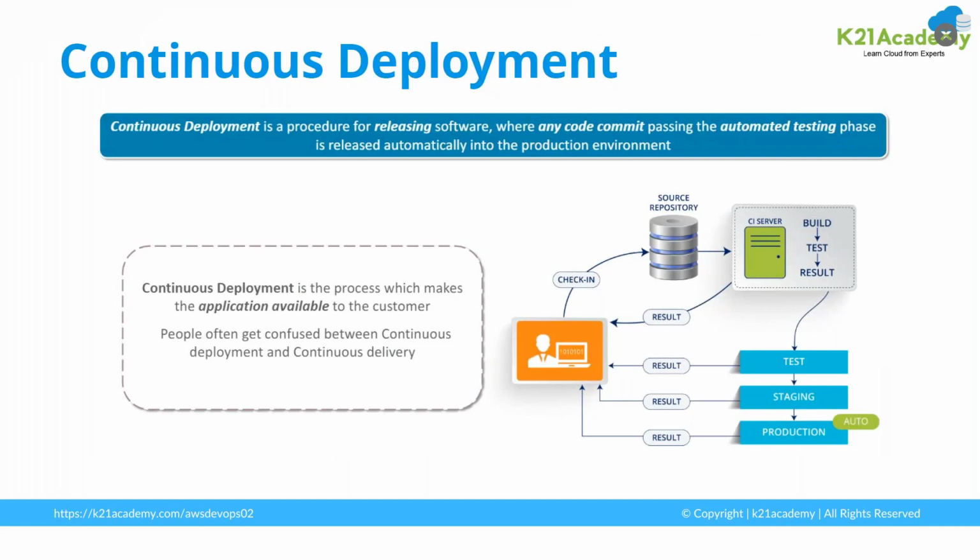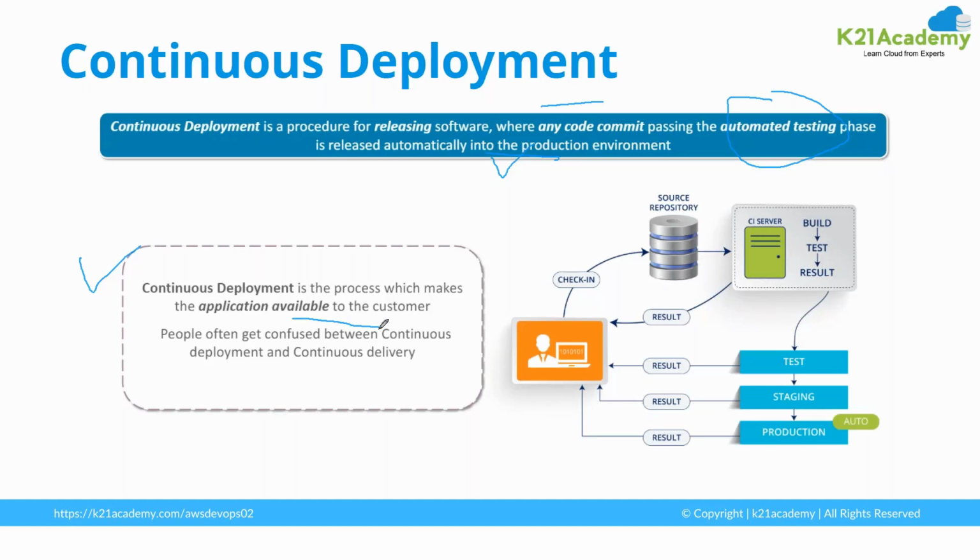So after testing is where you do deployment. Continuous deployment is a procedure of releasing software. So here, whenever any code change occurs and passes the automated testing phase, it is released automatically into the production environment. So whenever there is a commit in the changes, it will be automatically tested and released into the production environment, or it can be any other environment. So continuous deployment is a process which makes the application available to the customer. If this particular stage is not there, the customer will not be able to see any changes you make until and unless you do the deployment into the particular environment.